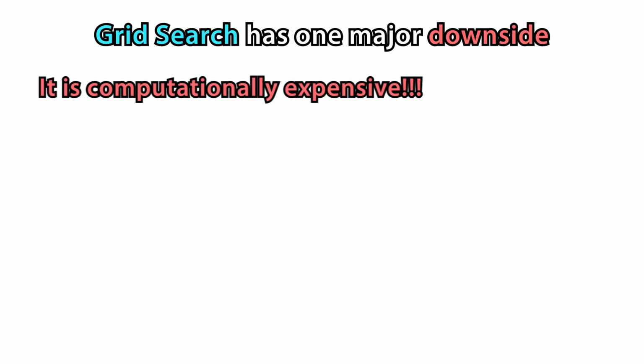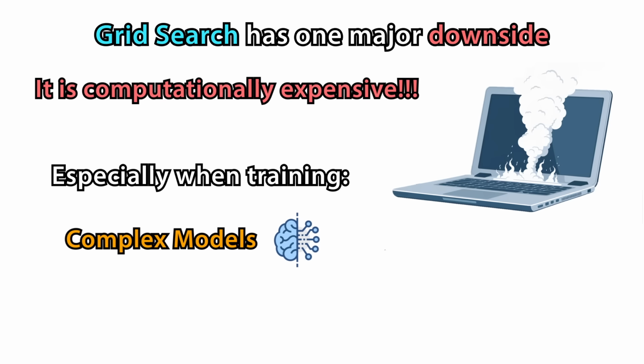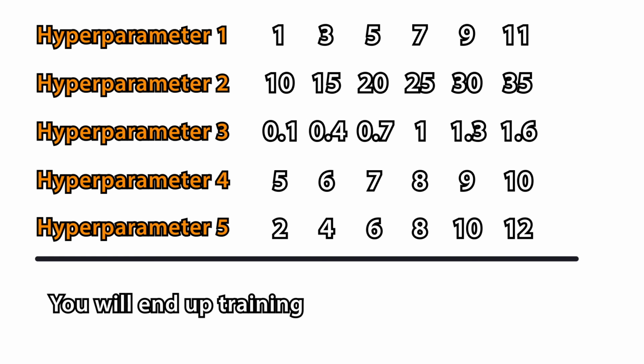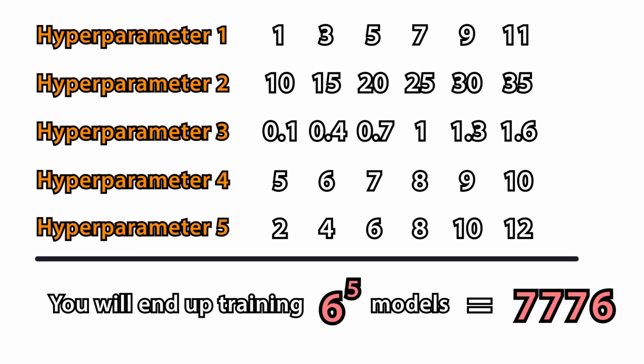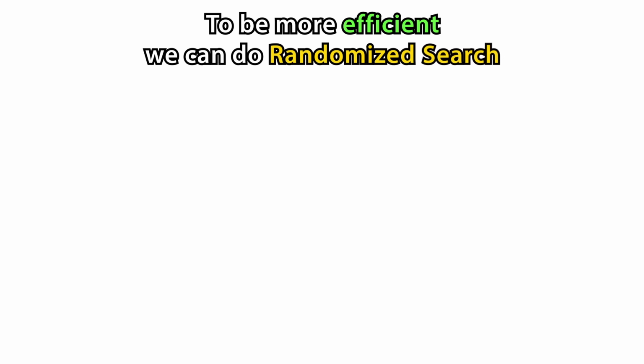However, one major downside of grid search is that it can be computationally expensive, especially when training complex models on large data sets. Having 5 hyperparameters with 6 options, you will need to train the model 6 to the power of 5 times, which is equal to this number. Imagine the computational effort required. To be more efficient, we can do a randomized search.